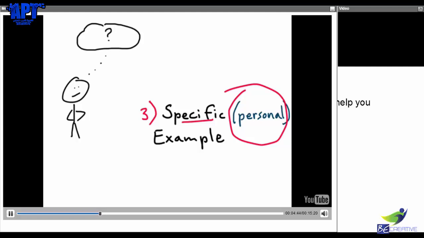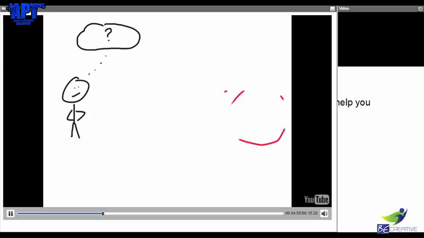Now, my student had a problem. They didn't know how to do this. It was a big old question mark, and they said, I struggle with this. I can't think of any personal examples when I go to do this, to support my topic sentence. Now, 2 tips for coming up with personal examples.